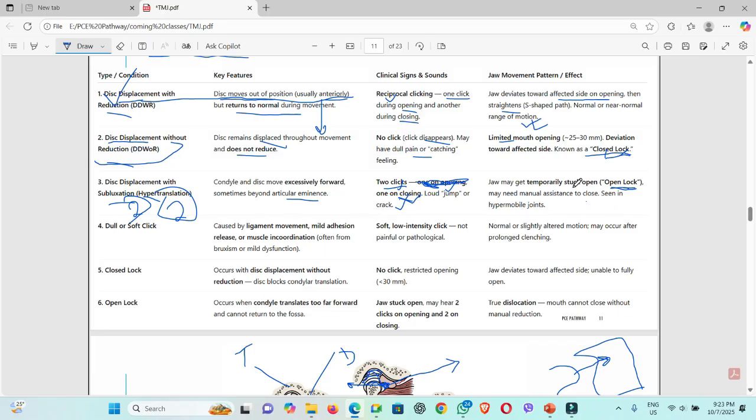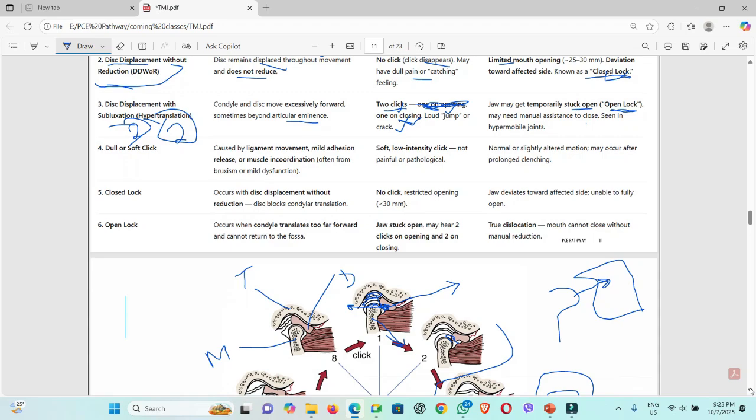If it is stuck in open position, then we will just hear 2 clicks, right? When opening, because it's not closing. If it remains open, we'll call it open lock. Okay. And we'll just hear 2 clicks. Yeah, there will be 2 clicks and the mouth will remain open.